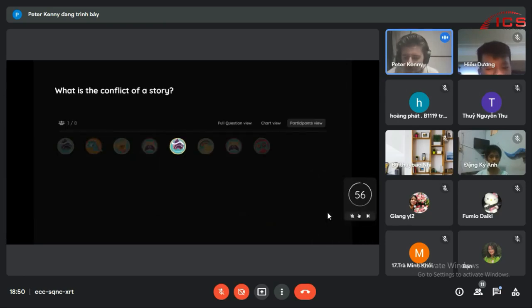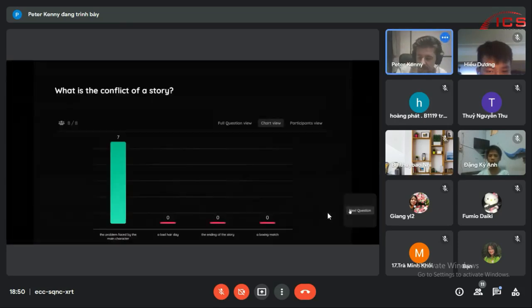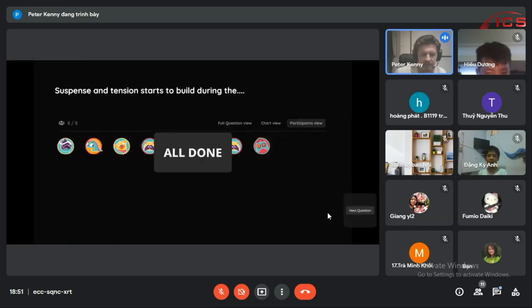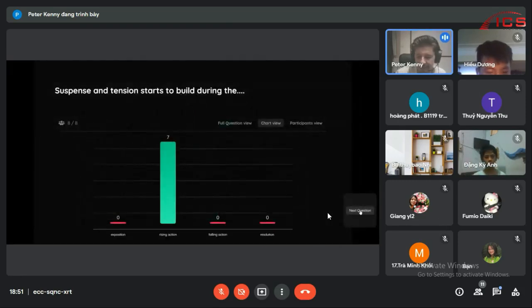And what is the conflict in a story? We had talked about this earlier. So let's see what we'll try out. Tom, what do you think? I think it's the problem faced by the main character. Yeah, exactly. It's the problem faced by the main character. This is the conflict that they have to face. There's lots of types of conflict. A little bit more about that. But yeah, very good. Very good job there, guys. So suspense and tension. Yeah, the rising action, very, very good.